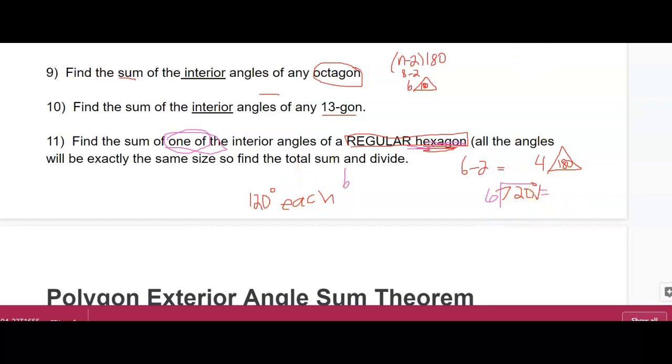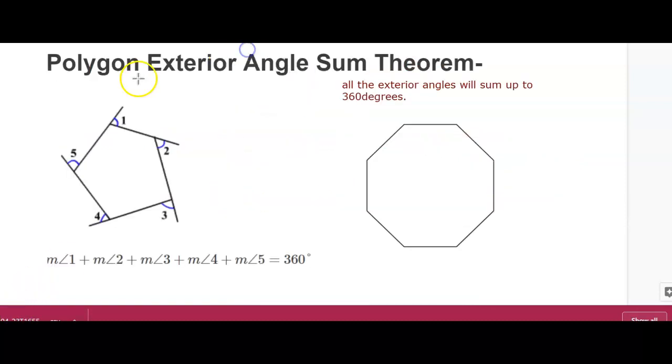Okay. We're going to do one more thing. We were talking about interior. Now we're going to talk about exterior. Exterior is the outside. So these angles outside look like a pinwheel. All of these angles, so let's count them. 1, 2, 3, 4, 5. It's the same as the number of sides. So the number of sides and the number of angles are the same. All of these 5 angles are always going to add up to 360 degrees. Not even just these, but any polygon, the exterior angles are going to add up to 360.